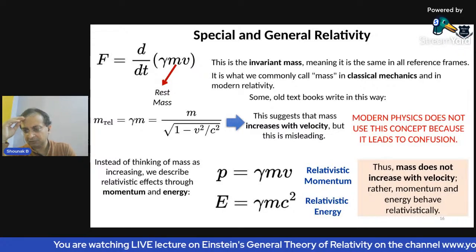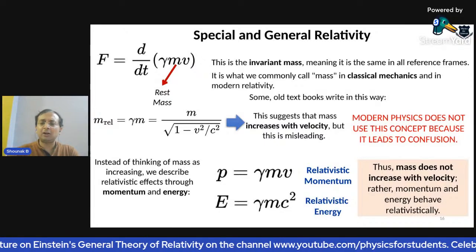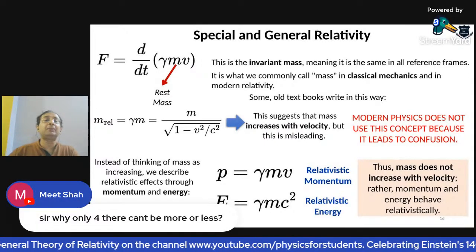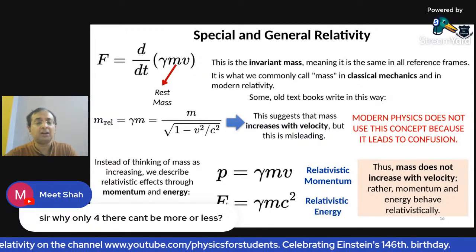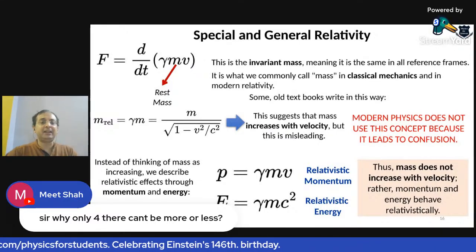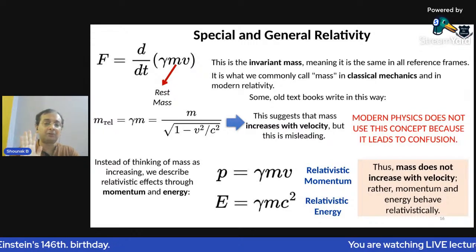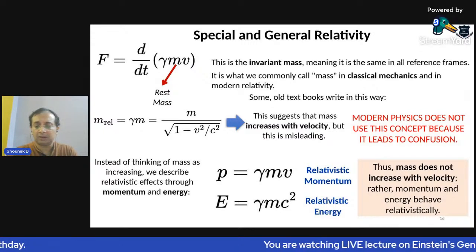Why only 4? There cannot be more or less. No, there cannot be more, because we are dealing with 4-dimensional space-time. We are dealing with time and x, y, z. So that is why we have got 4-dimensional space-time, and that is why we have got a 4-vector. Just stay on this session, you will understand what a 4-vector is.